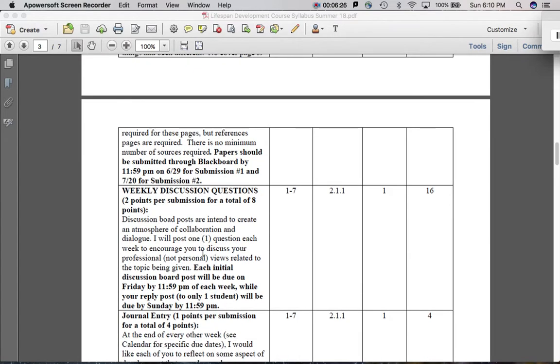Now, the second way that we're going to earn points is through weekly discussion questions. I'm going to pose 8 different questions throughout the semester, pretty much one question each week. With the discussion board posts, I'm going to post a specific question. It's going to be your job to evaluate what that question is and to provide me with a response. That response can potentially be based on something that we have read, or even just an idea or a thought that may have come into your mind.